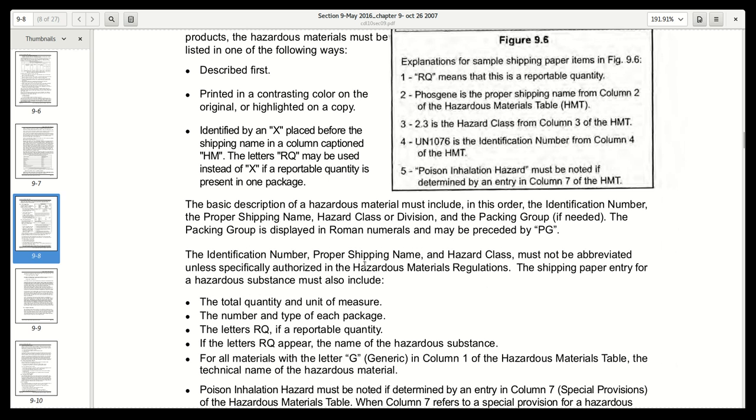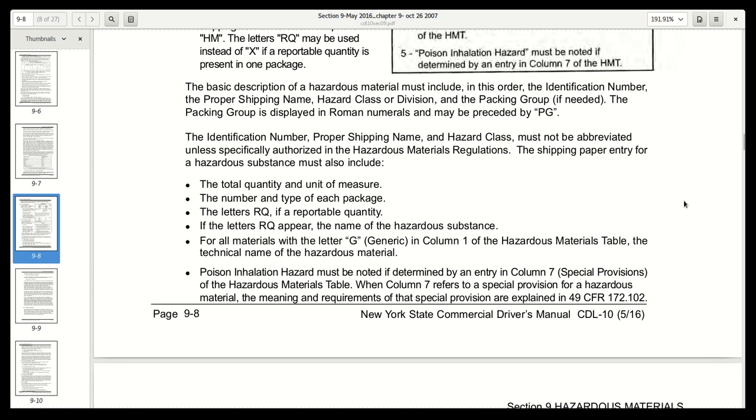The identification number, proper shipping name, and hazard class must not be abbreviated unless specifically authorized in the hazardous materials regulations. The shipping paper entry for a hazardous substance must also include the total quantity and unit of measure.